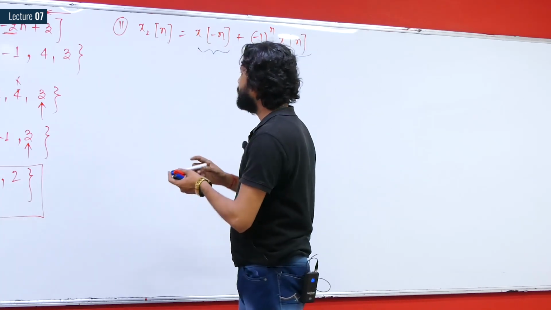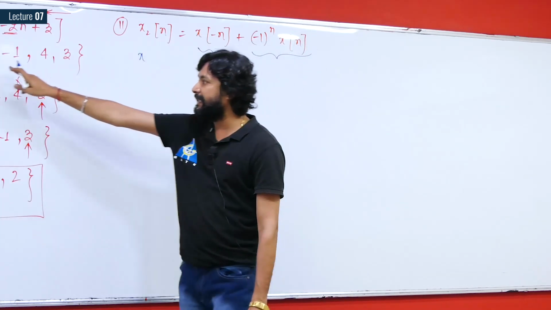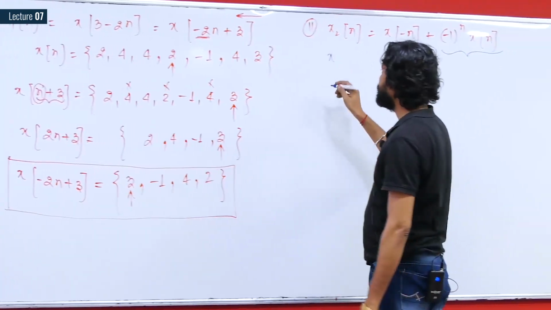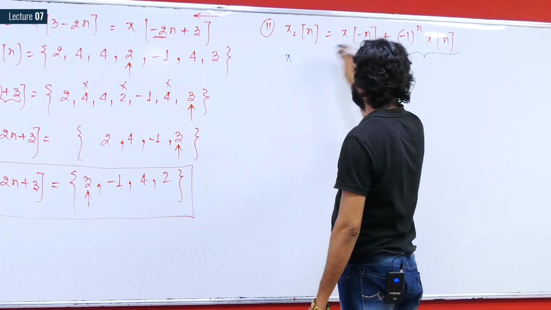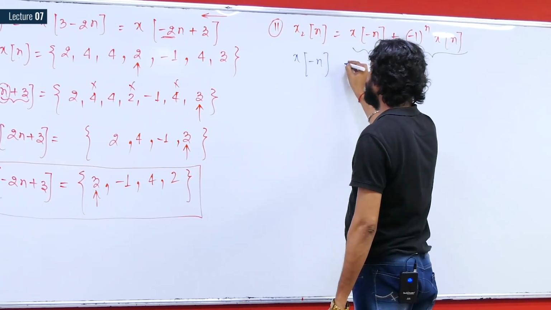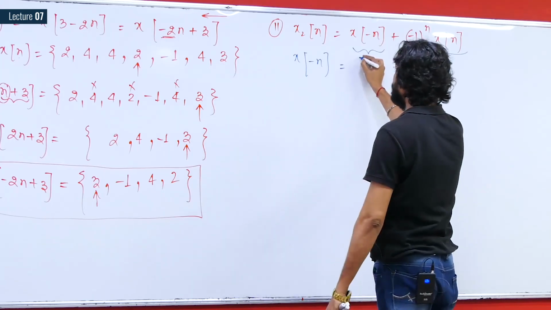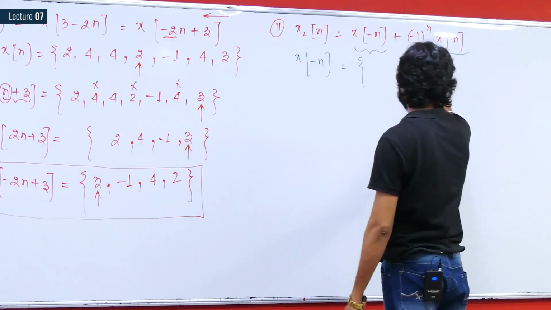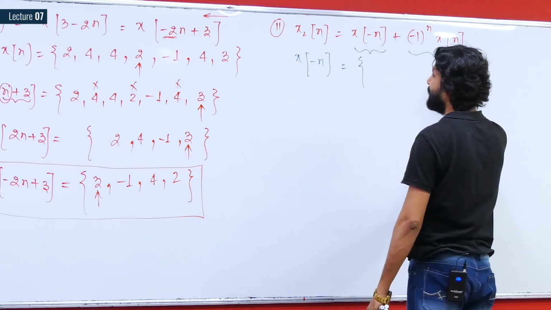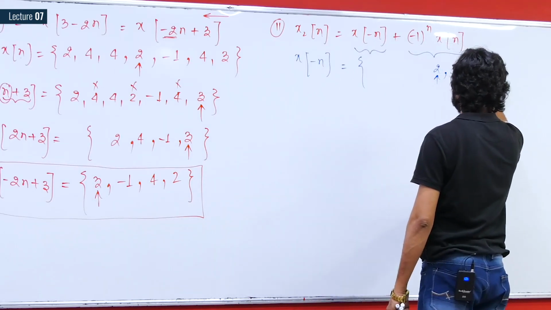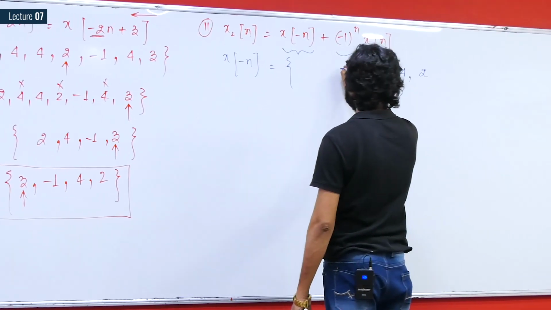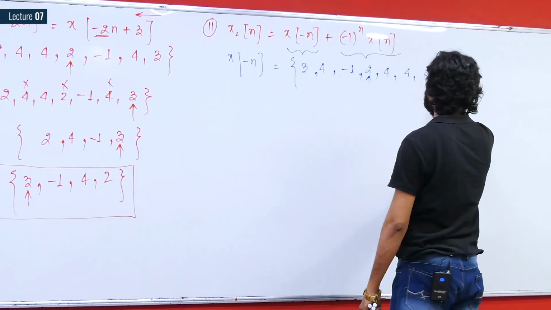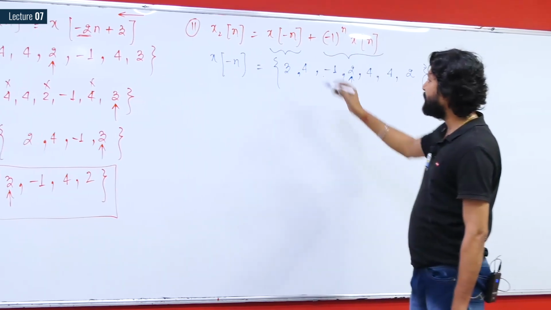So if you see, you have given that x of n is this signal. x of n is 2, 4, 4, 2, minus 1, 4 and 3. So if you see x2 of n, this is x of minus n part, then x of minus n will be, the values will be changing from positive half to negative half. Therefore, origin will be same at 2. Then after the origin, the values will be 4, 4 and 2. And before the origin, the values will be minus 1, 4 and 3. So it is your signal x of minus n. So you have obtained this part.